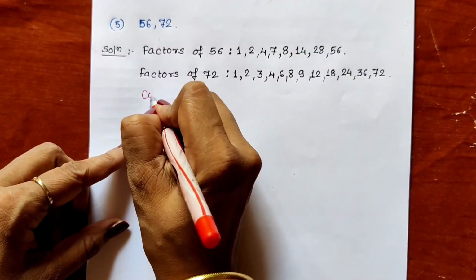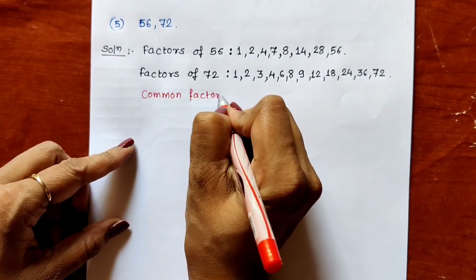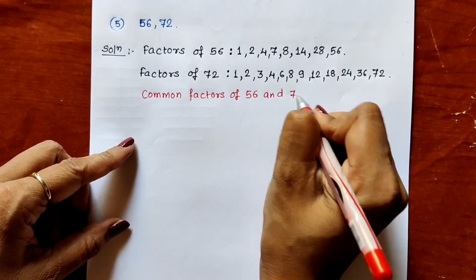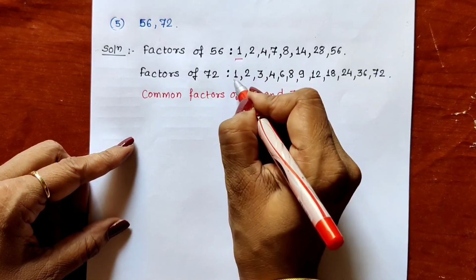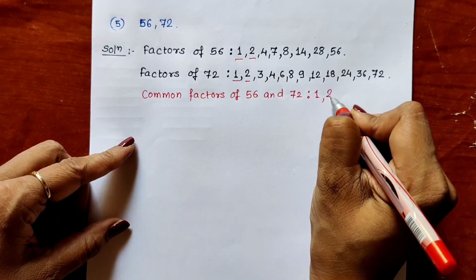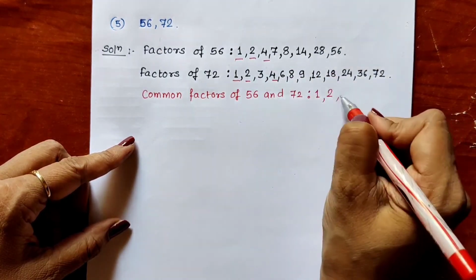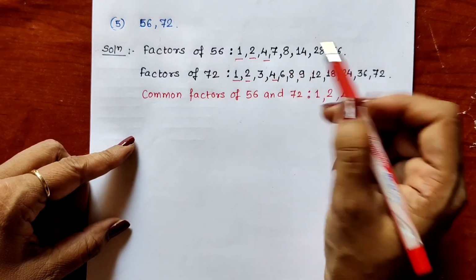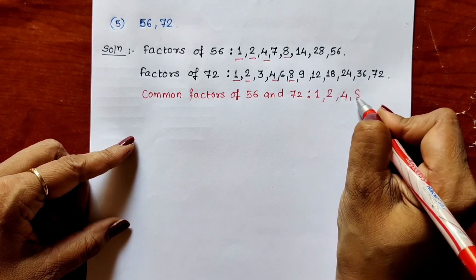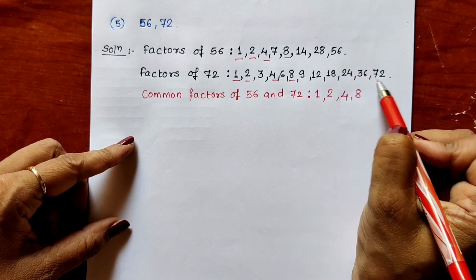Now we have to write the common factors. Common factors of 56 and 72. Let us write. First 1 is there, common factor. Then 2 is there. 3 is not common in both these factors. Directly 4 is there. Then 6, 7 are not common. 8 is there, common factor. Then 9, 12, 18, 24, 36, 72.